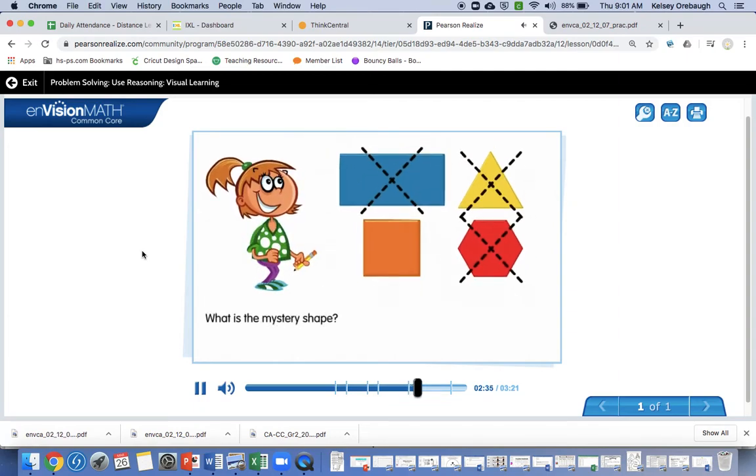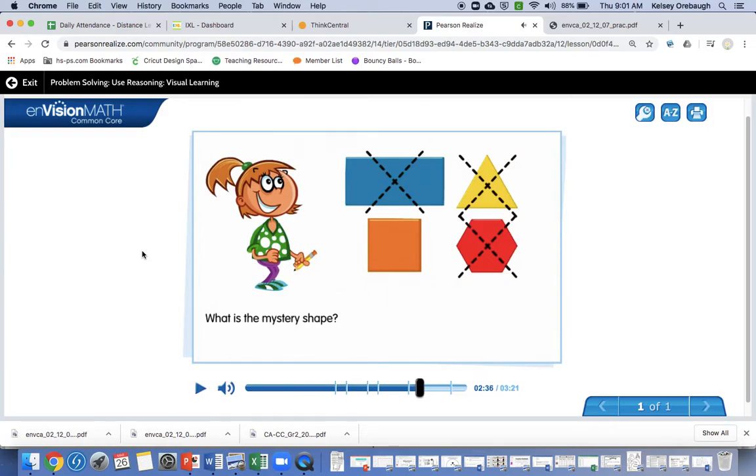What is the mystery shape? Our mystery shape must be a square. A square fits all the clues. Think back to the 3 clues they gave you. Fewer than 6 sides, yep, has 4. More than 3 sides, yep, has 4. And all the sides are the same length. Yes, that's what makes a square a square. All the sides are the same length. The square is the mystery shape.